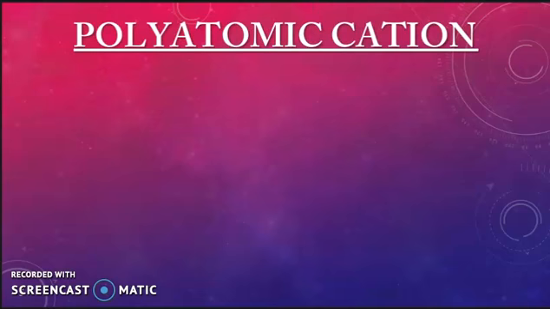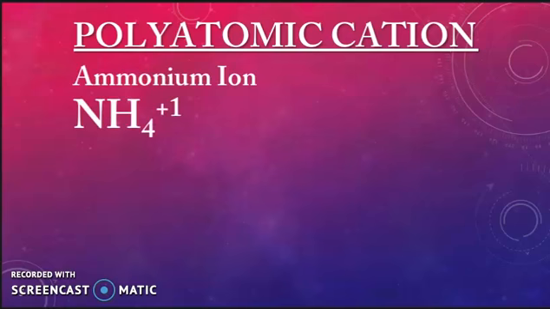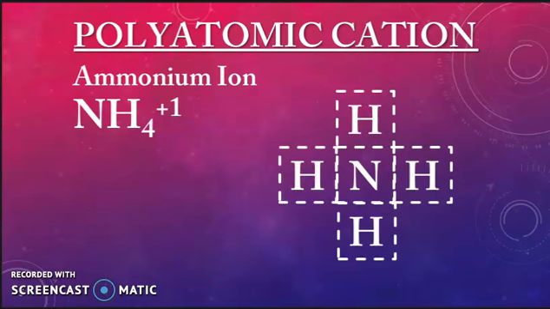So let's look at a polyatomic cation. The first one we're going to look at is the ammonium ion. Now ammonium has a formula of NH4, and then the +1 is telling us that it is a cation. The N stands for nitrogen, and it means I have 1 nitrogen, and then I have 4 hydrogens. So this is what our ammonium ion will start to look like.